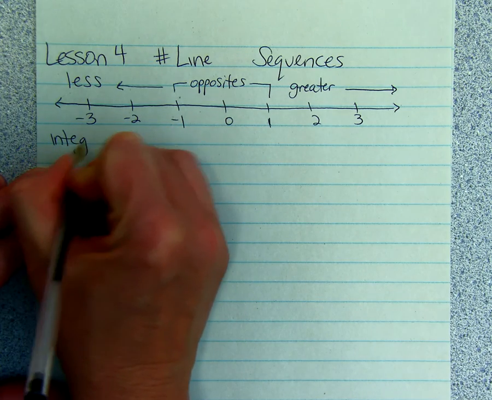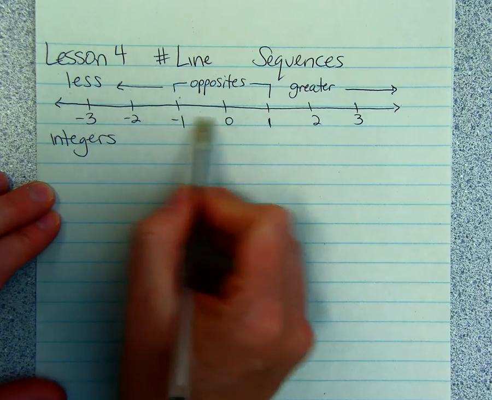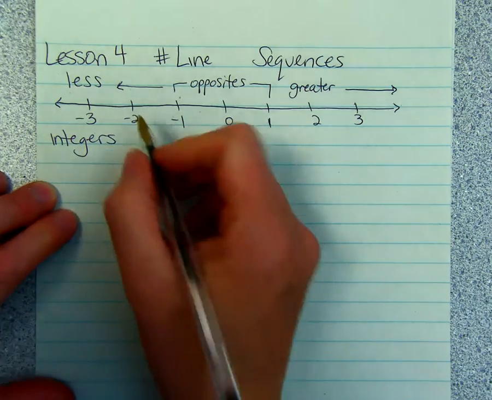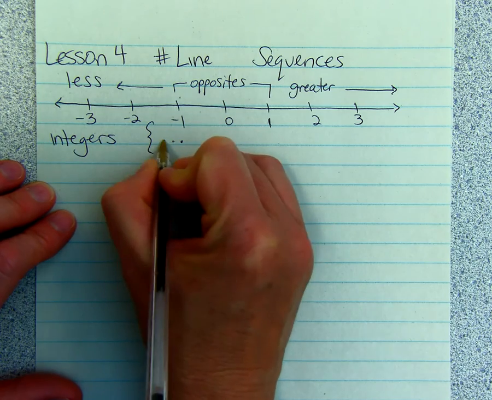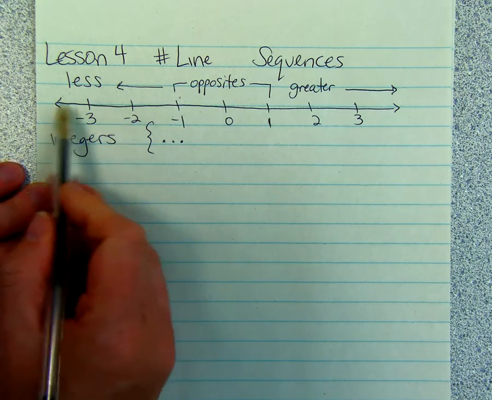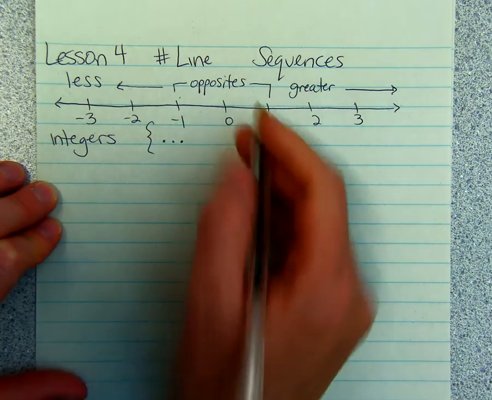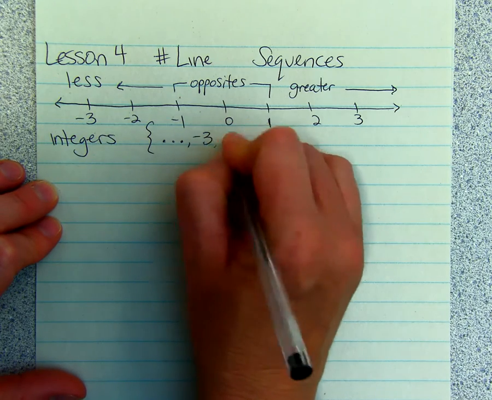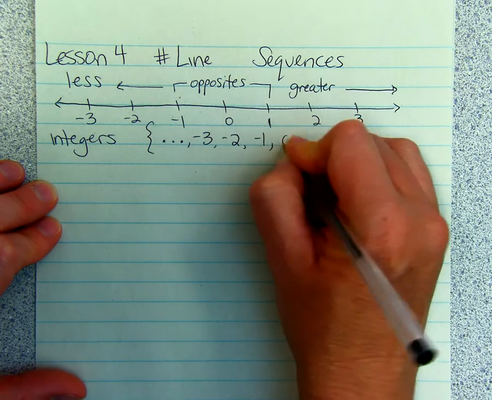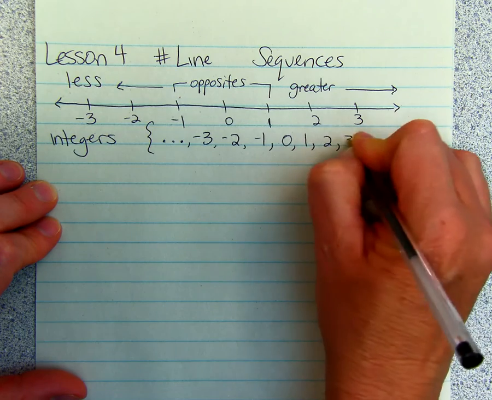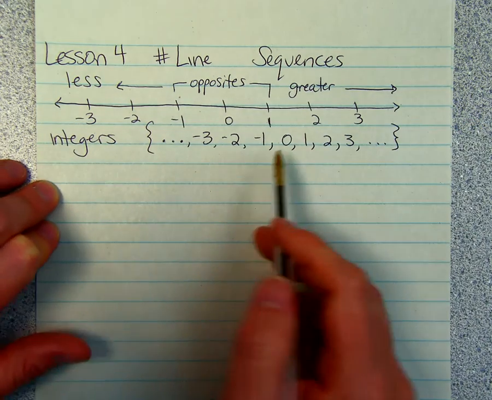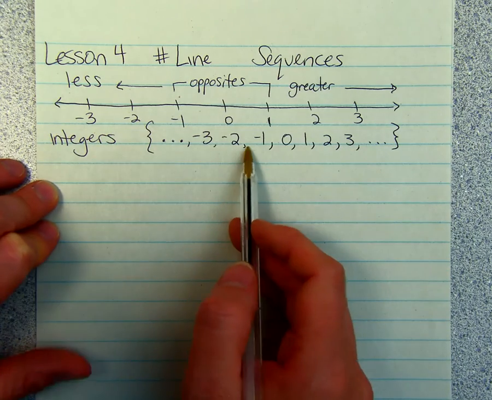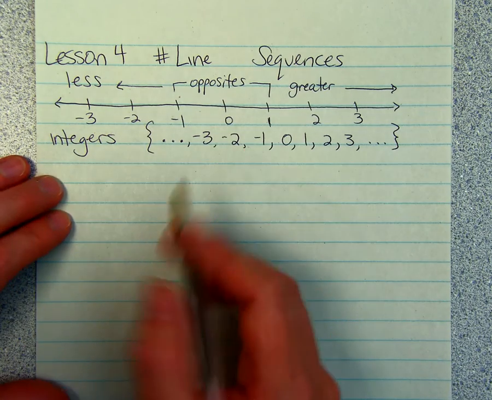Integers are all these numbers that you would find on a number line. They consist of all the negatives. So we have to have the 3 dots because the negatives are going to continue going on. So we have to have our ellipses. -3, -2, -1. They also have 0, 1, 2, 3, and so on. So all of these numbers, all the whole numbers plus the negatives, are called integers.